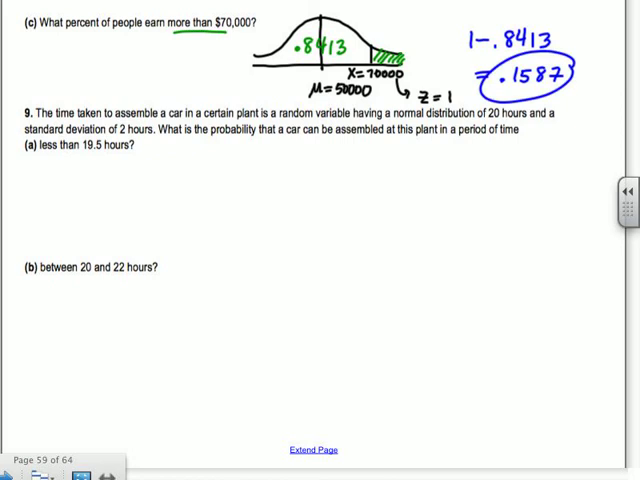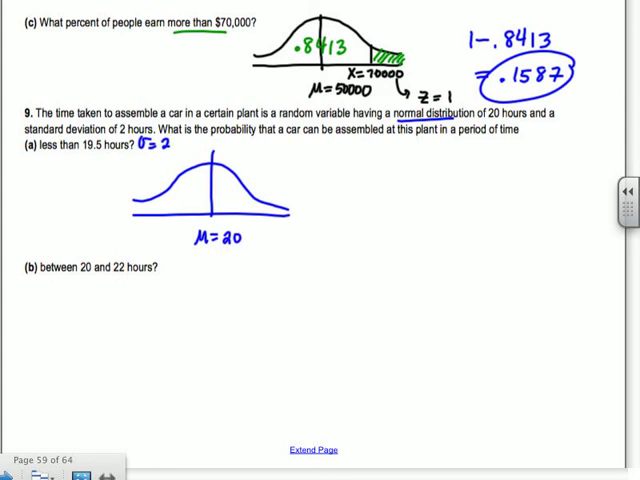The time taken to assemble a car in a certain plant is a random variable. They always say a random variable, meaning like you have a random sample. I don't know how to explain that, but anyway, it says normal distribution, so that means bell curve, of 20 hours and a standard deviation of 2 hours. So in the middle we have a mean of 20 hours. Standard deviation is 2. What is the probability that a car can be assembled at this plant in a period of time less than 19.5 hours?